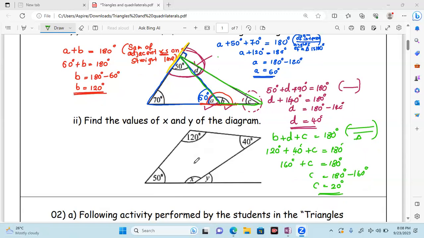There is a straight line. I think the x value comes, and next we must subtract it from 180. Next, the y value comes. Very good. Very clear answer.